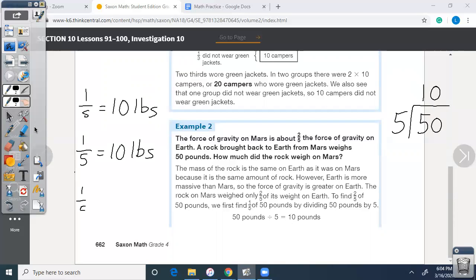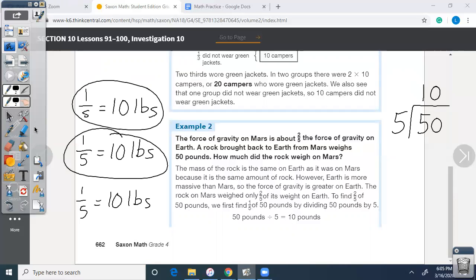And another 1/5 equals 10 pounds, right? All the way down to where you have 5 of them, because 10 plus 10 plus 10 plus 10 plus 10 is 50. Okay? So 2/5, well, this is 1/5, and this is another 1/5. 1 plus 1 is 2, so that's 2/5. Okay, so then we do 10 plus 10. 10 plus 10 is what? 20. So our answer is 20 pounds.